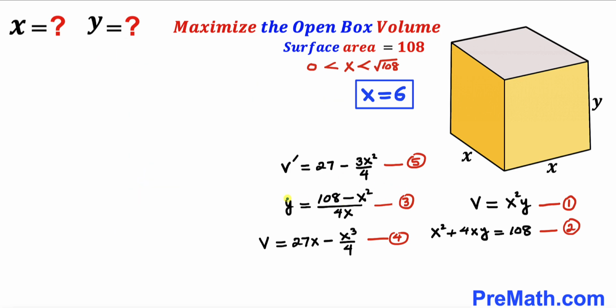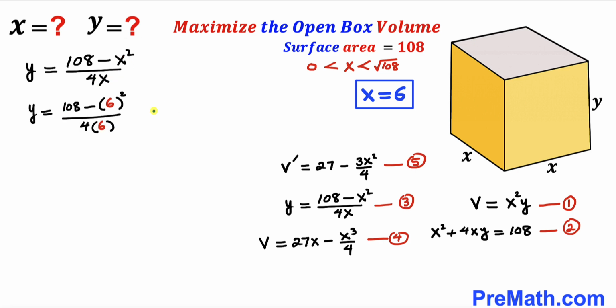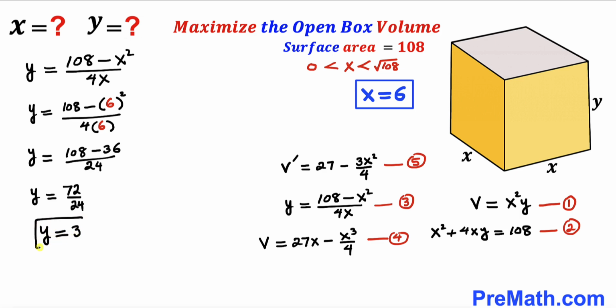And now we are going to calculate the value of y by just plugging into this equation 3. Here I have copied down this equation 3 over here, and I'm going to substitute the x equal to 6 value. As you can see in this next step, I have substituted x value 6 over here. Let's simplify. That gives us y equals 108 minus 36 divided by 24. So our y value turns out to be 3 units.